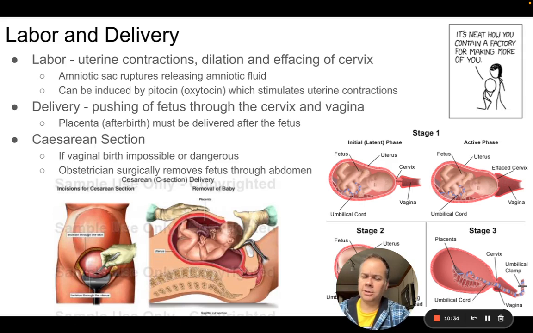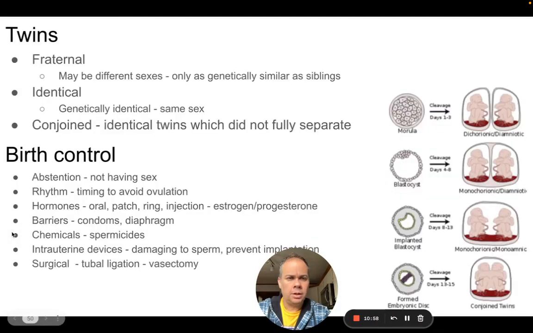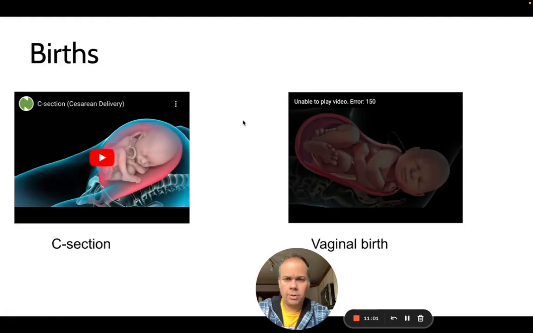This is done if there's a dropping heart rate or problems with the oxygen levels of the fetus. If the baby's in a position where it's feet first, sometimes a C-section might be done. Also, oftentimes after a woman has one child via C-section, often she will have her next children through C-section as well, but that doesn't always happen. There are a couple of videos I will post for you to be able to see an animation of both the vaginal birth and the C-section.